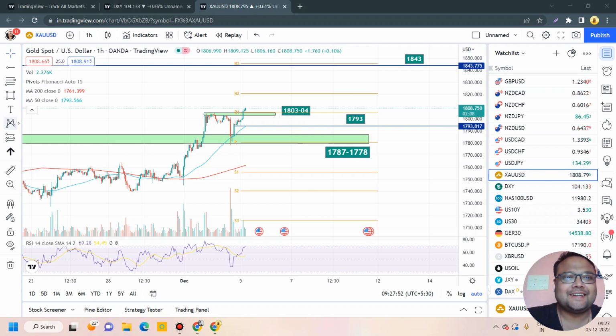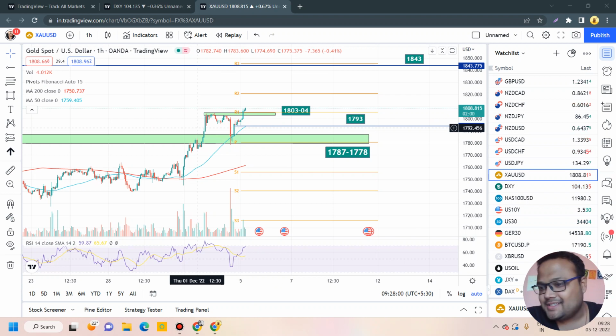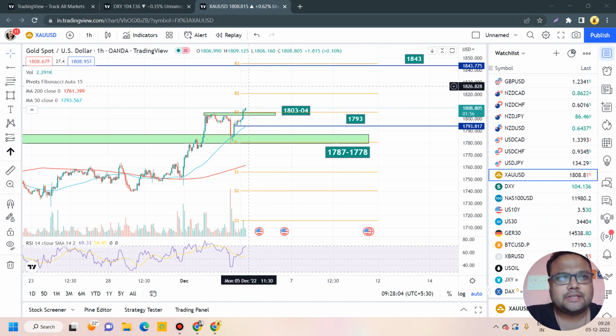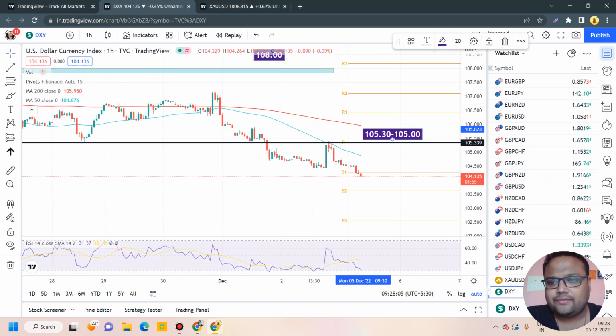So let's get started. The market is open, and after the market opening, we can see an upside on the chart of gold. Right now, gold is standing at 1808. So it's a breakout kind of scenario. But first, let's have a look at the chart of DXY.